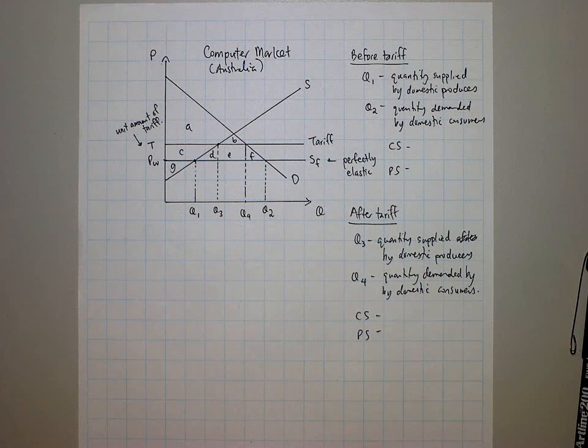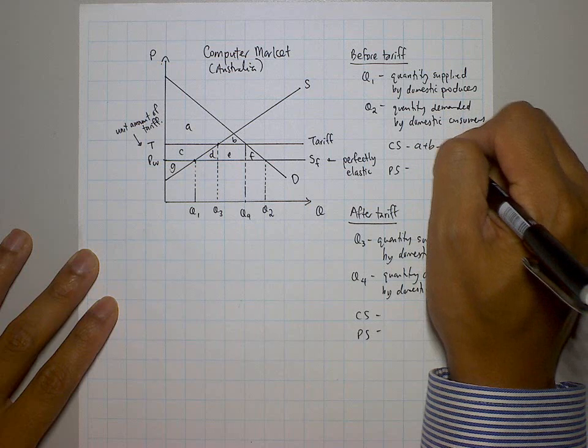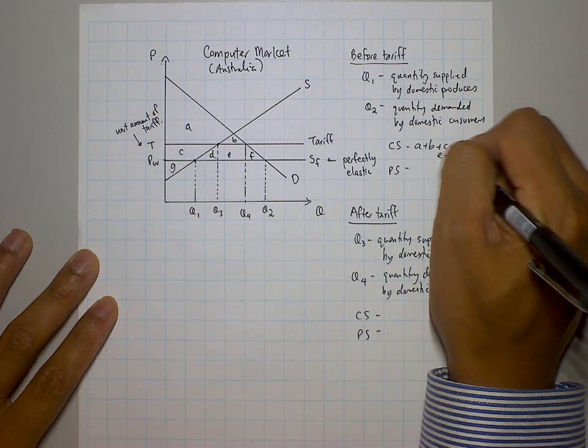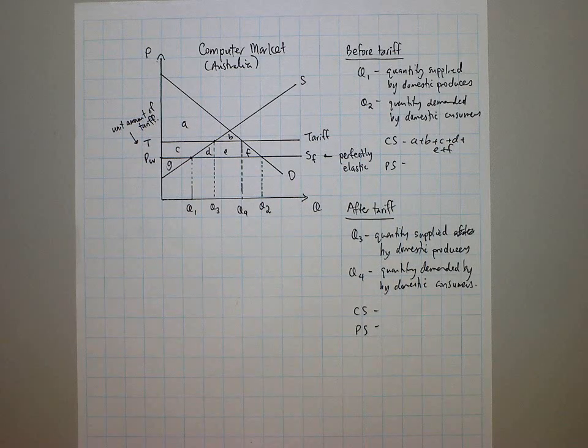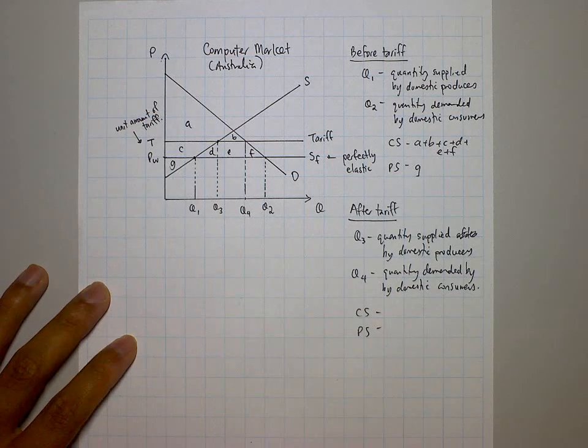So, can I get someone to please tell me what they think the consumer surplus is for the graph before tariffs? What do you think? So remember, have a look at the price before tariffs and whatever is between the demand curve and the price. Alright, Zach, go ahead. Yep, good. So A plus B plus C plus D plus E plus F. What about producer surplus? Someone else, please. Yep. G, good. So anything below the price and the supply curve.